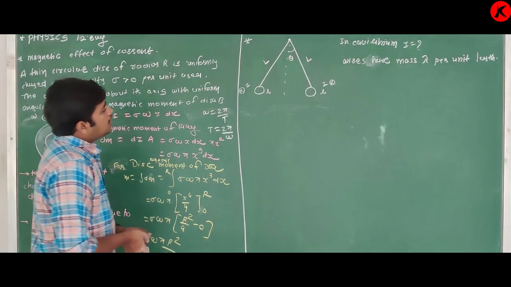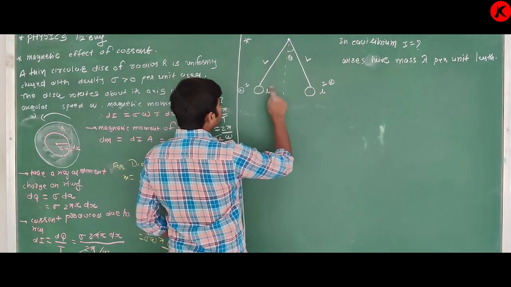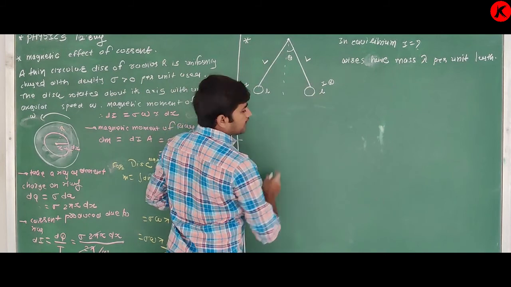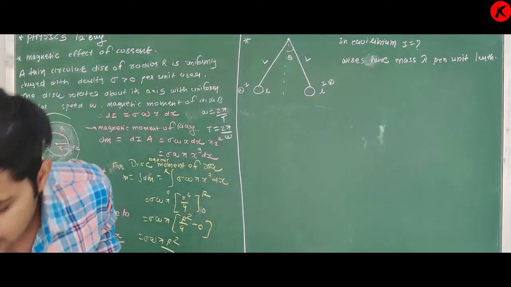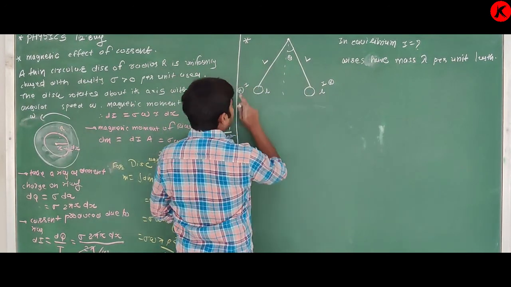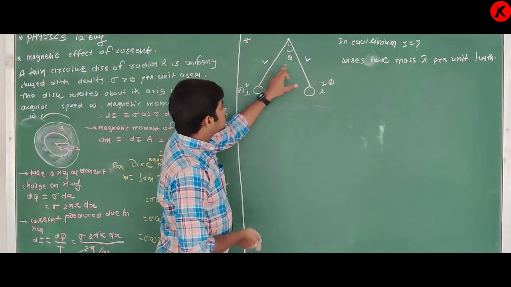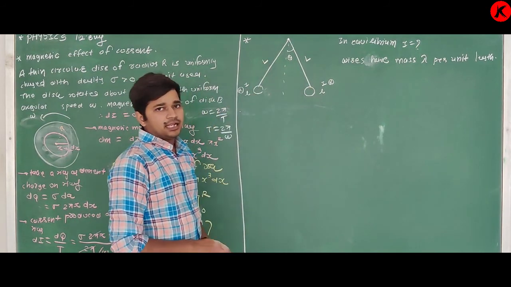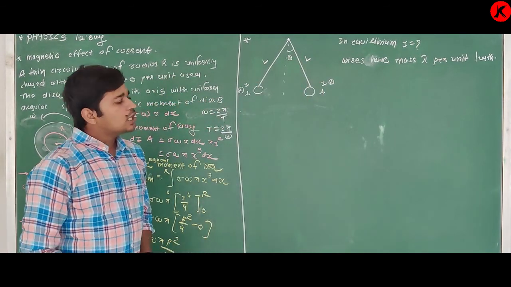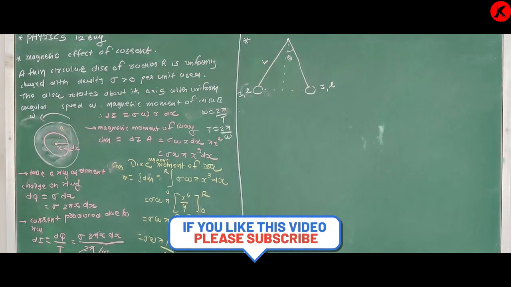Next question. You are given one figure. There are two wires of length l like this, carrying current in the same direction, that is I and I. Their length is l. They are suspended by strings of equal length, capital L, and in equilibrium the strings make an angle theta with the vertical.